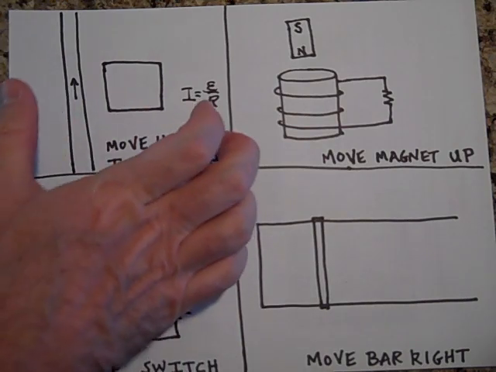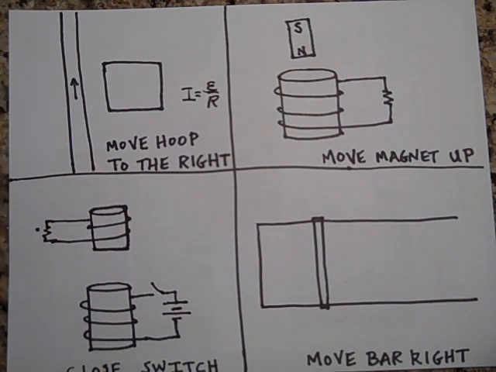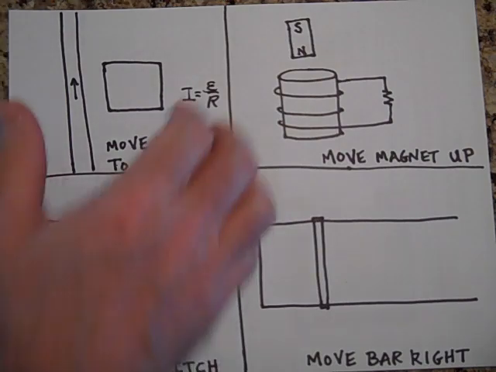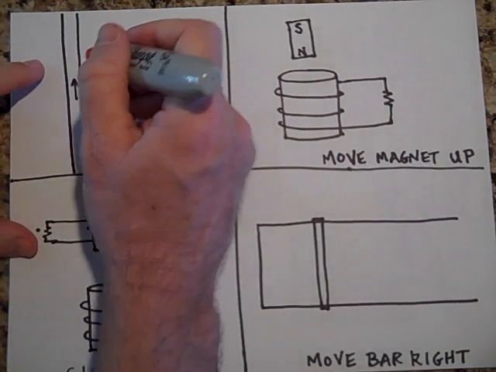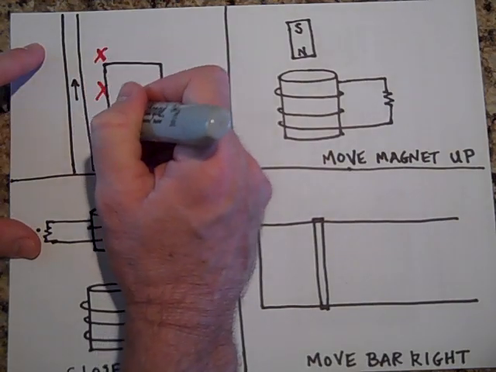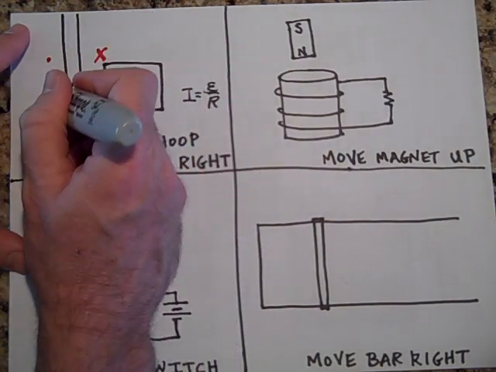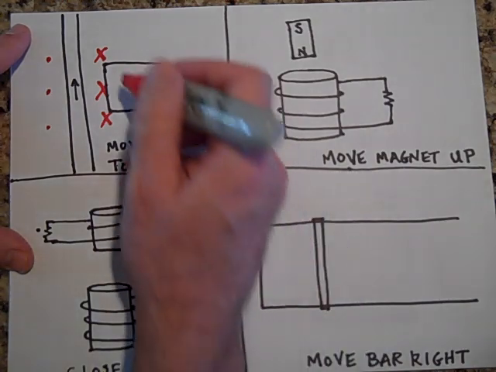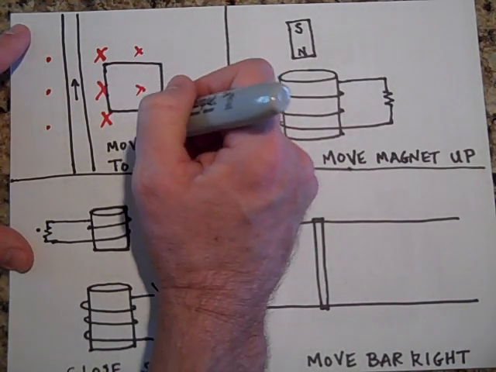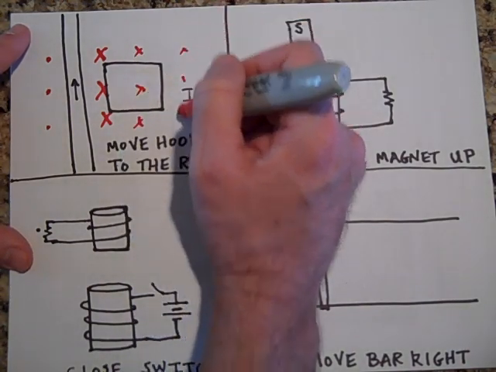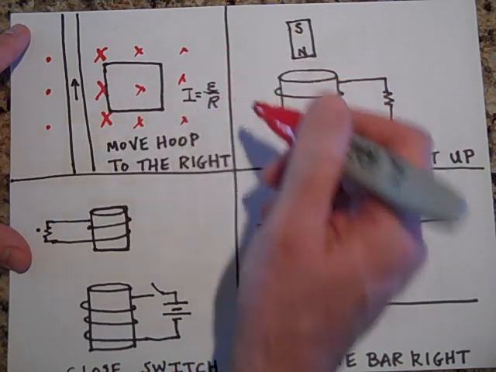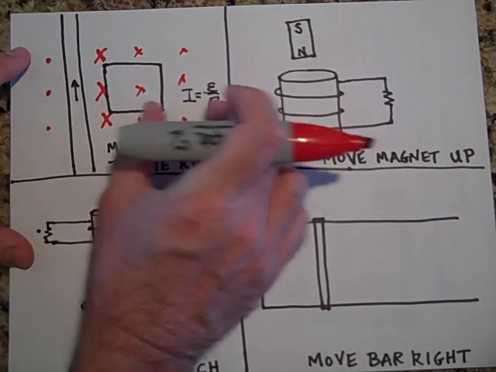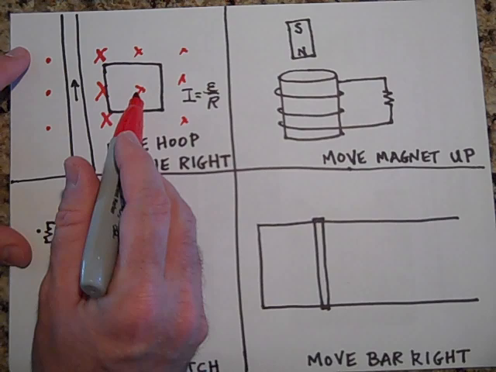So right now I have a field that's going into the paper, at least on this side. It's strong, close to the wire. It's coming out of the paper here. But then as you go out, it gets less and less. And so if I move this way, that means I'm getting less x's.